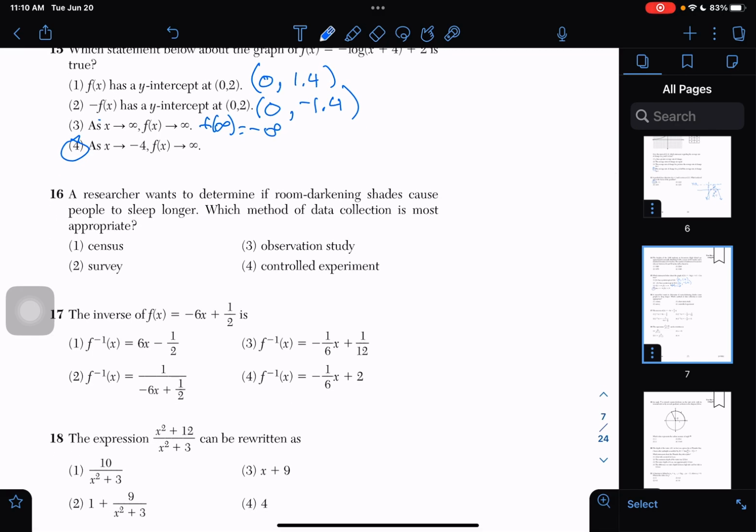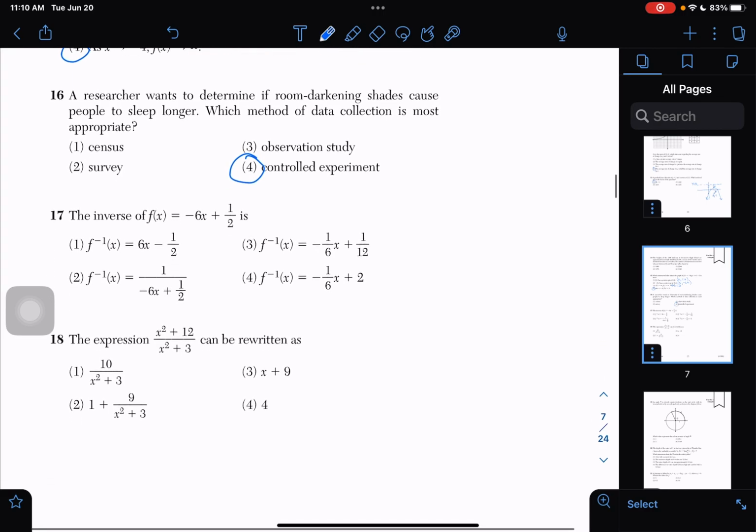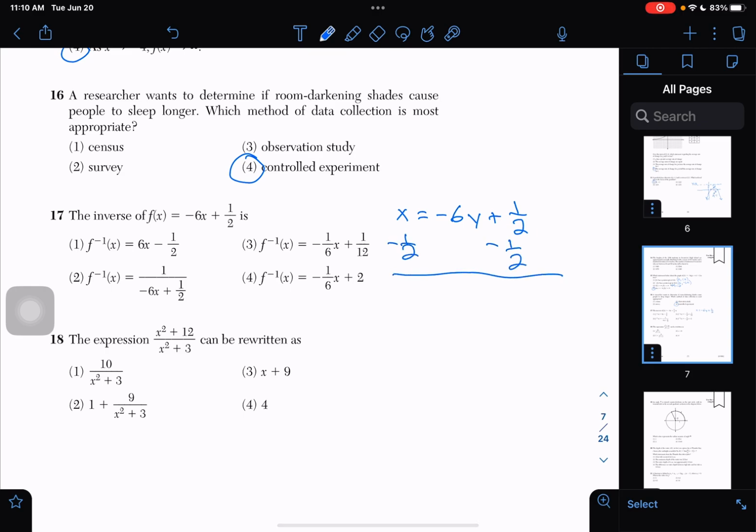All right, number 16 is a controlled experiment. You're all pretty good with those. Number 17 is an inverse, so we're going to switch x and y. I put x is equal to negative 6y plus 1/2. We're going to subtract 1/2 from both sides. This is x minus 1/2 is equal to negative 6y. Then we divide everything by negative 6. So this becomes negative 1/6 x.